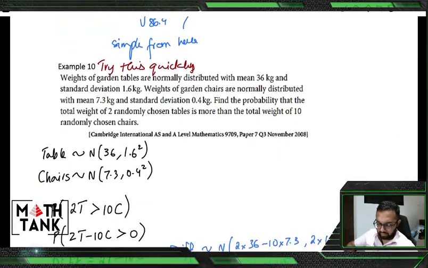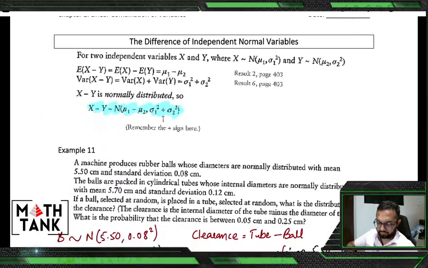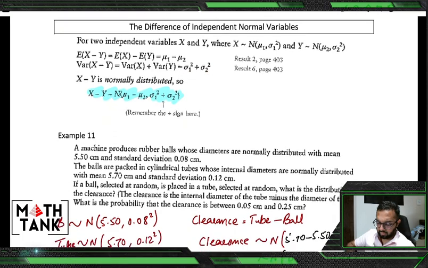Moving on quickly to the difference of independent normal variables. So you could be adding variables together and you could be subtracting variables. Now the primary difference is that when you are adding variables, the mean gets added and the variance also gets added. But when you are subtracting variables, the mean gets subtracted, but the variance will again get added. So that's something that you need to remember when you are doing questions.